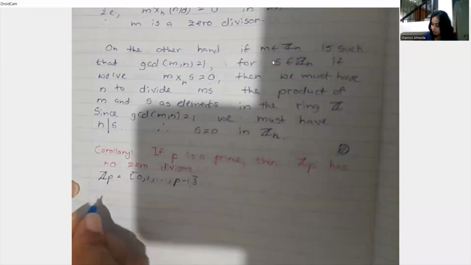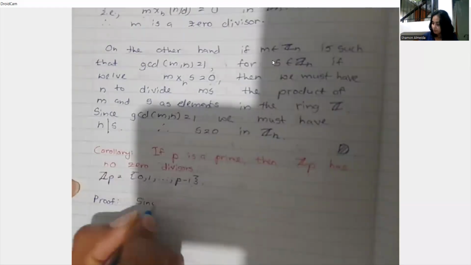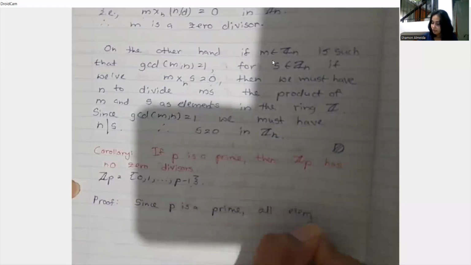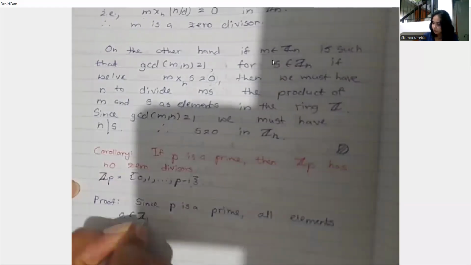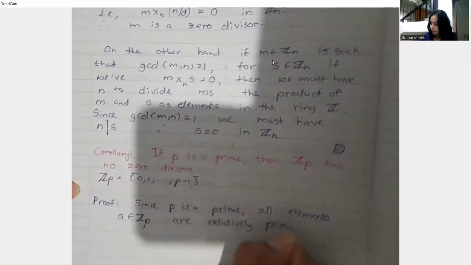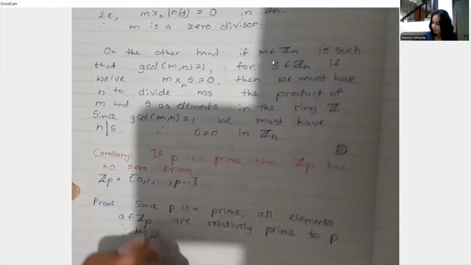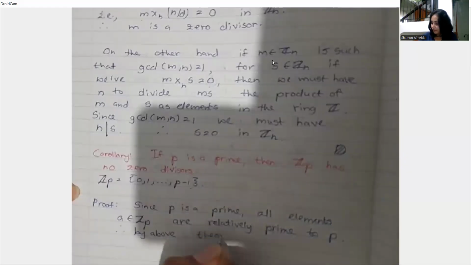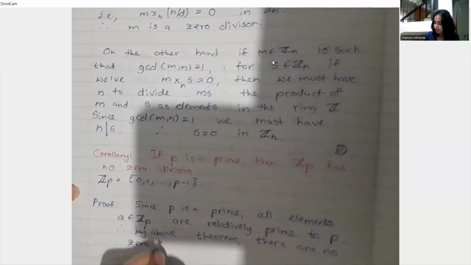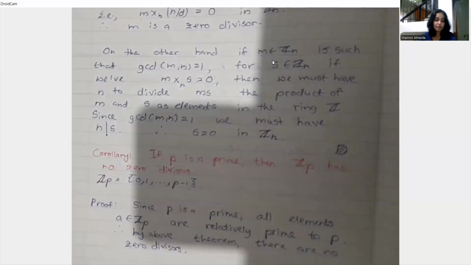So we simply state, since P is a prime, all elements A in ZP are relatively prime to P. Therefore, by the above theorem, there are no 0 divisors. Okay. We move to the next theorem.